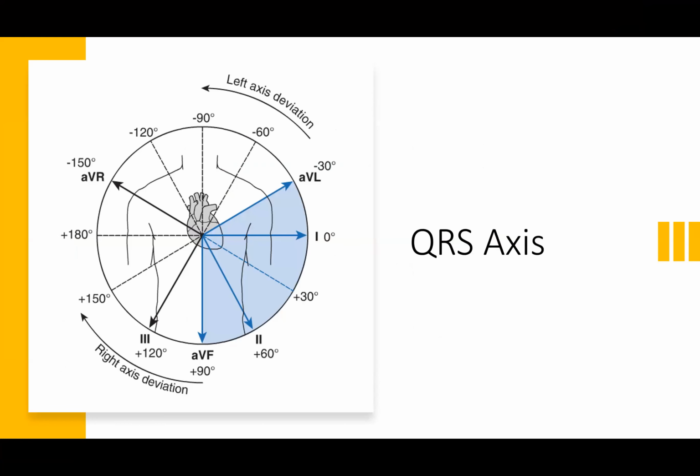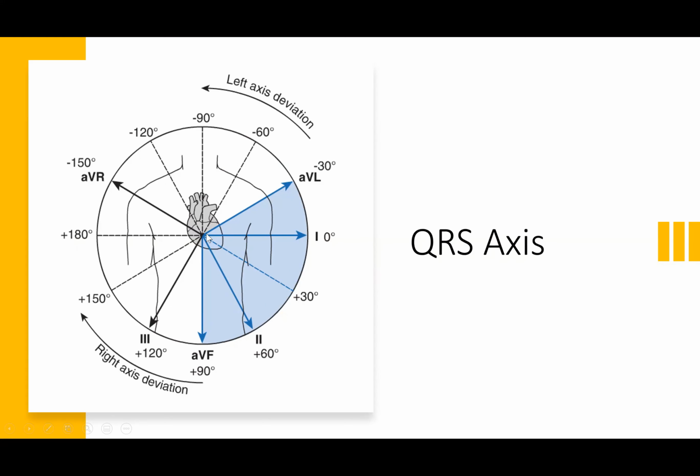For the axis, it's very important to remember that there are only two leads that you're going to look at: 1 and 2. You can see that 1 is at 0 degrees. You need to memorize where each lead is. Leads 1, 2, and 3 are at 0, 60, and 120 degrees. Meanwhile, in the augmented leads, you have AVL at -30, AVF at +90, and AVR at -150.